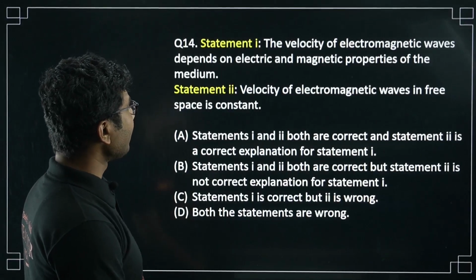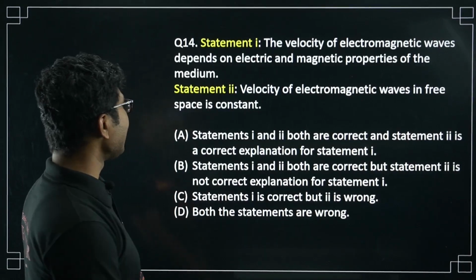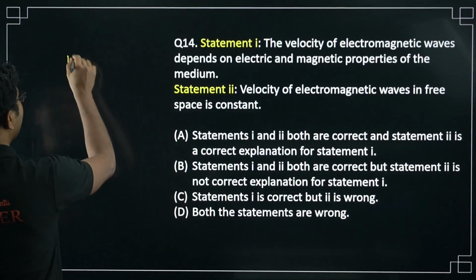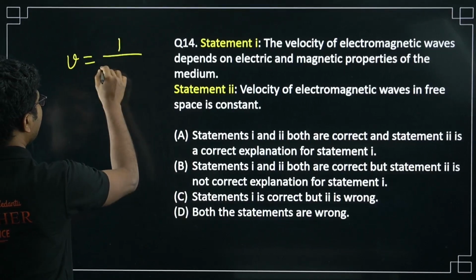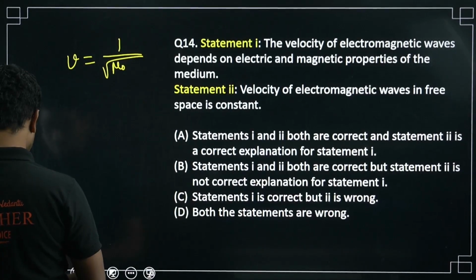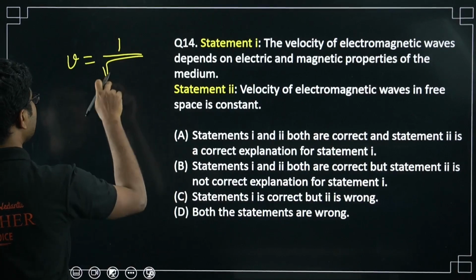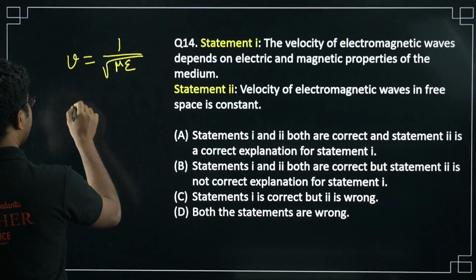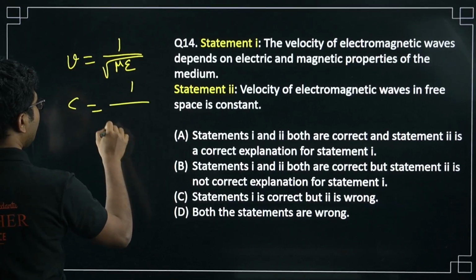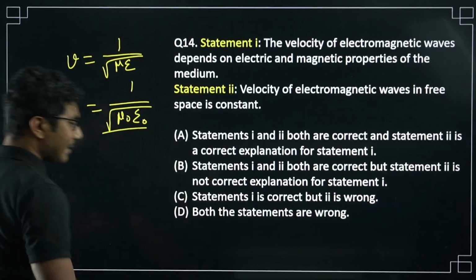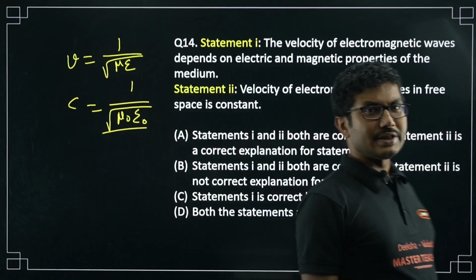Okay, the velocity of the electromagnetic waves in free space is constant. So we know that the speed of electromagnetic waves is basically 1 by square root of mu epsilon, and in free space it is basically 1 by square root of mu naught epsilon naught. Now mu naught and epsilon naught are constant, so definitely C is constant.